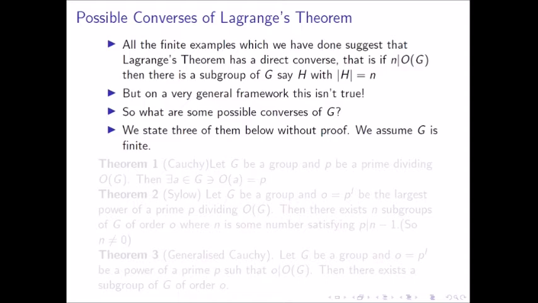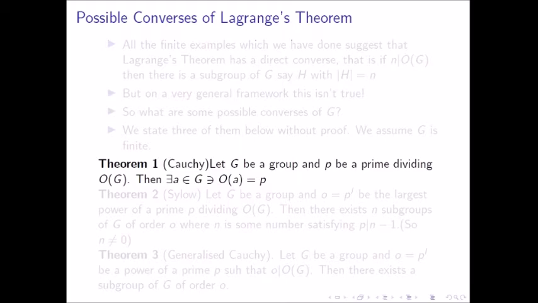So without further analysis, we state three close converses of this theorem without proof. One of them shall be proved in the exercises, and the other two are just for your perusal. So theorem 1, this is due to Cauchy and also called Cauchy's theorem. Let G be a group and P be a prime dividing its order. Then there exists an element A of G of order P. So this seems to be simple and quite convincing, and indeed it's true, but would require some work to prove it. A result stronger than this one is due to Sylow.